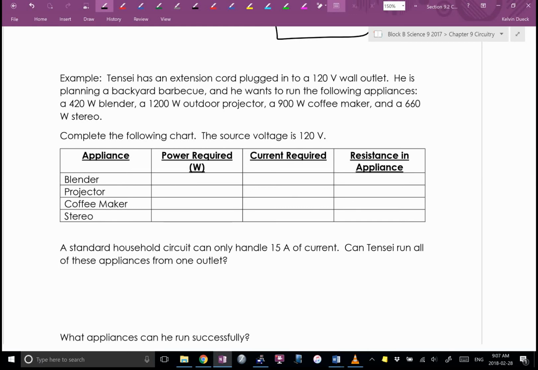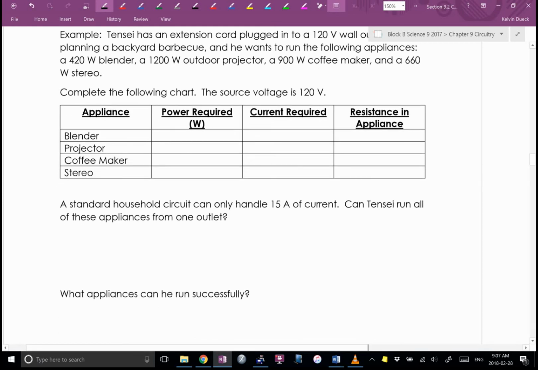Let's complete the following chart. The voltage source is 120 volts. So power required: blender was 420. Projector was 1200. Coffee maker was 900. Stereo was 660. Okay. All of these are being plugged into a 120 volt source. There's 120 volts flowing through them. So how many amps is the blender going to require?